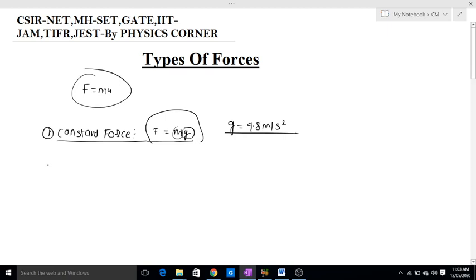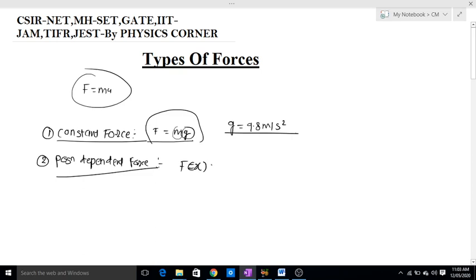Now see the second one. Position dependent force. Why is it called a position dependent force? If the force depends on the position, that force is called a position dependent force.